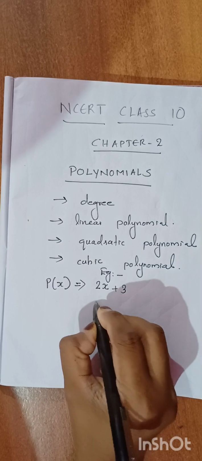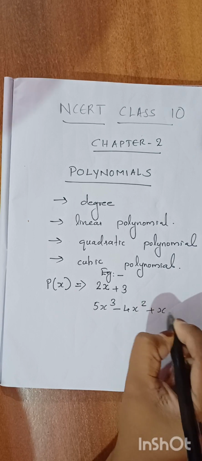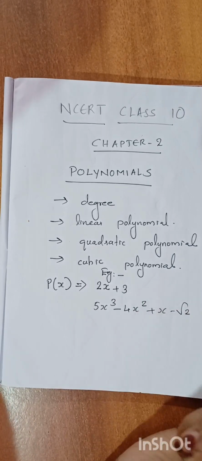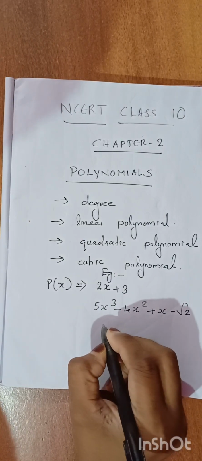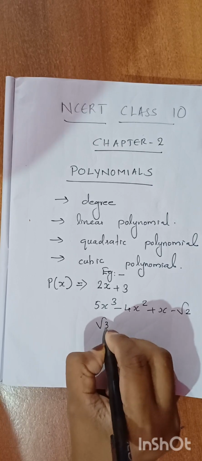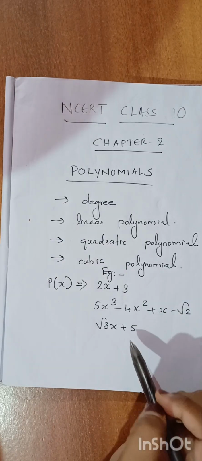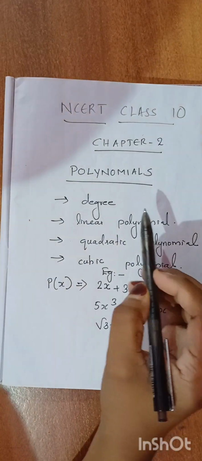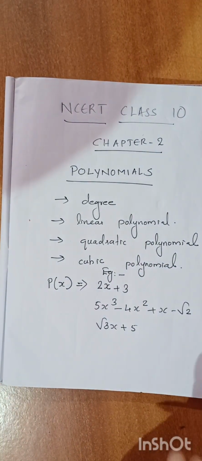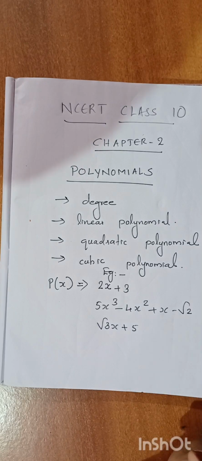Next one we can write 5x cube minus 4x square plus x minus root 2. This one is the next example for a polynomial. Next example I will give as root 3x plus 5. All the three terms given here are examples for polynomials. And first you have to study the Class 9th. I am again going through the terms of the Class 9 chapter polynomials, because I have already told you that this one is the continuation of the polynomials.